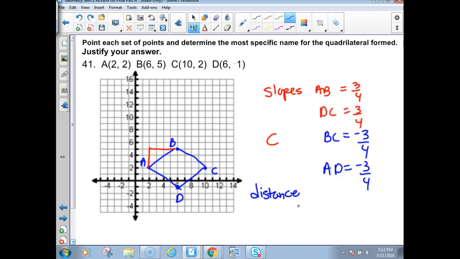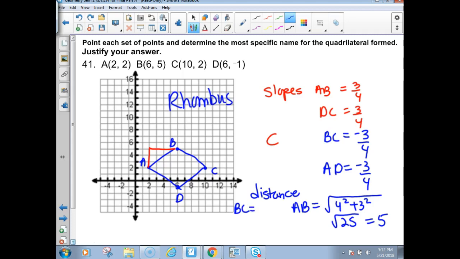We can do the distance, or length, of AB: square root of the change in x and the change in y. They're all 4 squared plus 3 squared. All of those are going to give you the same distance, which is the square root of 25, which is 5. So all of the sides are 5 because all of these slope numbers are going to give you the same distance. Since all the sides are 5, this is a rhombus. So you could write BC equals DC equals AD equals AB. All the sides are 5.